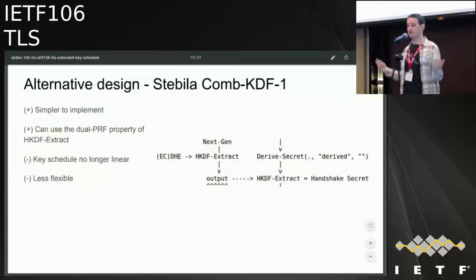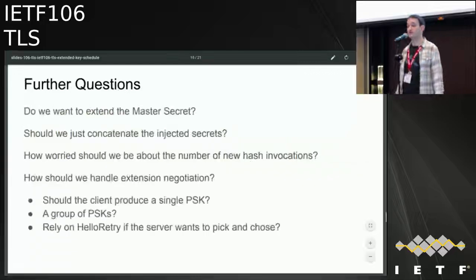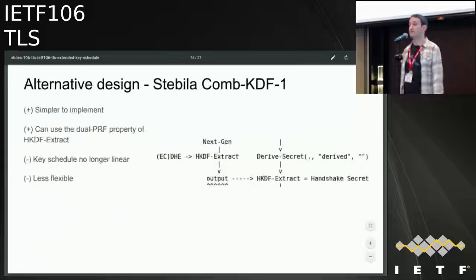Downsides to this: the key schedule is no longer linear, and also we can't necessarily repeat this. We wouldn't be doing the same thing lower down, although I guess we could if you want to. Martin Thompson: Draft Stabila covers a number of options that look approximately like this, or like the one that you're proposing. Yes. I'm proposing that we do one of them.